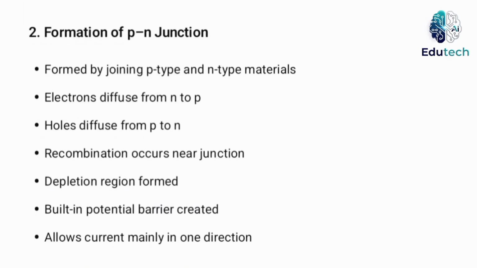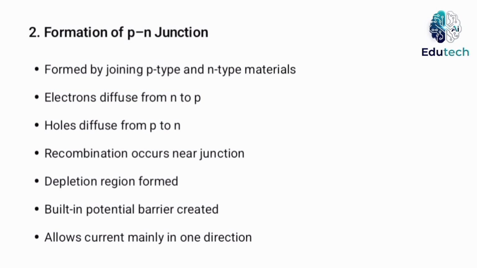Explain the formation of p-n junction. A p-n junction is formed when p-type and n-type semiconductor materials are joined together. When they are connected, electrons from the n side diffuse into the p side and combine with holes. Similarly, holes from the p side move to the n side.